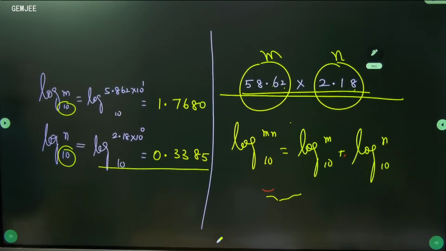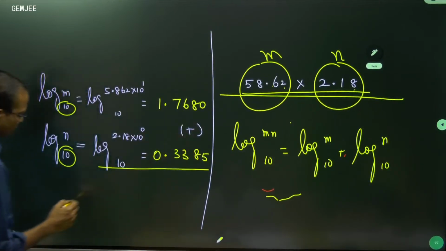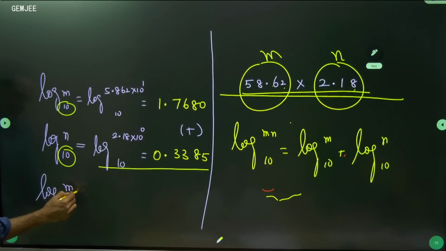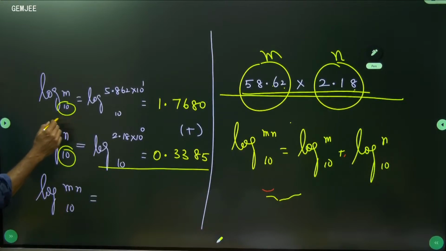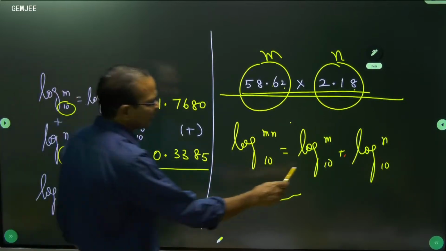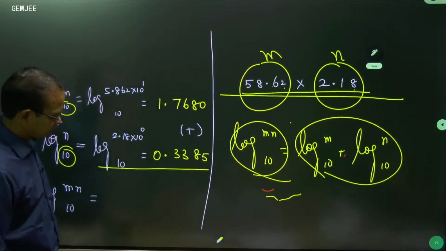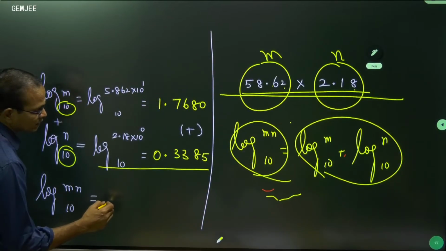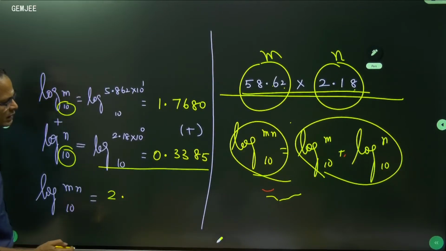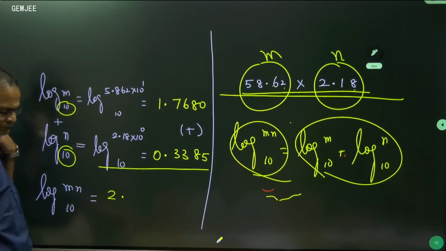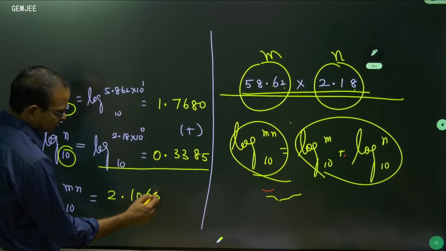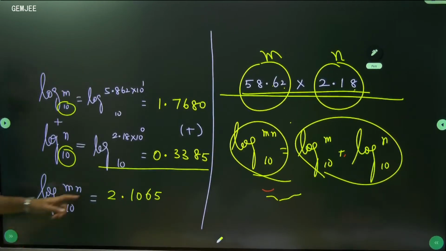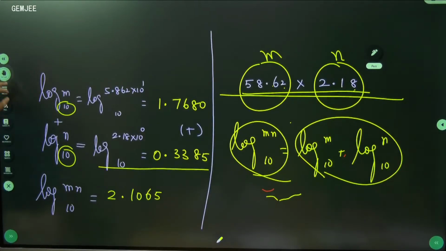You mean the answer? 2.016, no, what is 2.01? Final total. So log of mn to the base 10 equals, while adding you get multiplication. That's the rule: when you add, you get multiplication. Right? Tell me how much it comes. I am adding here. 3.1065, it won't come, it should come as 2. Here this is 1 and this is 0. The answer should come as 2. 2.1065. Now who is the characteristic? 2. Who is the mantissa? 1065.